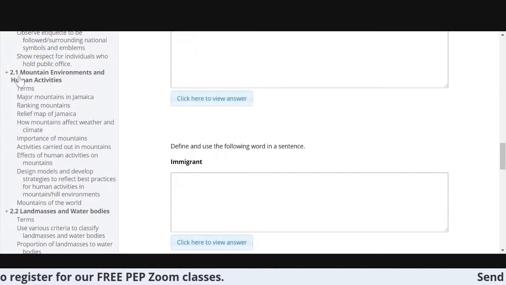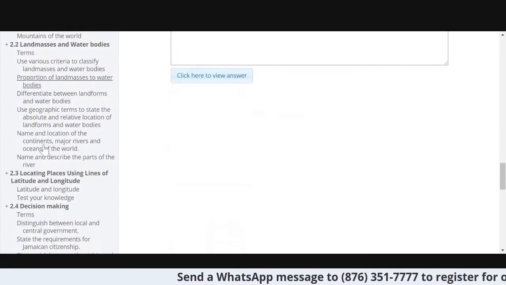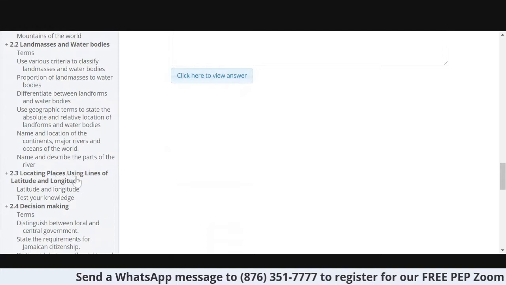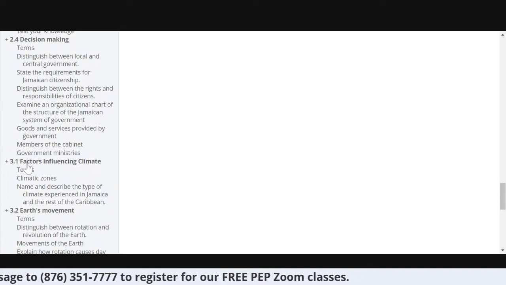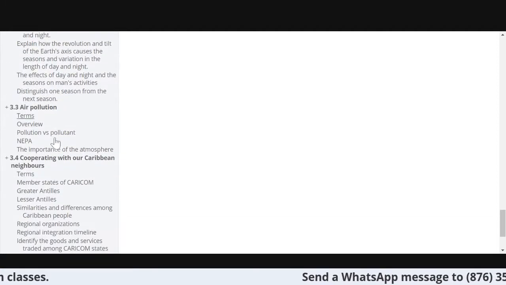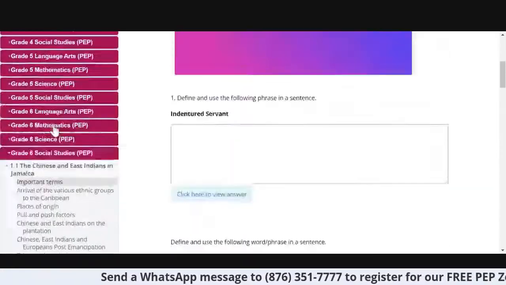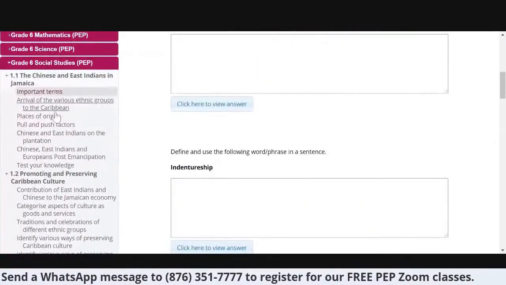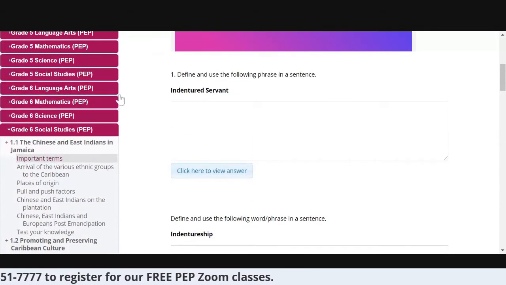2.1, now we're in term two, so you're supposed to be looking at mountain environments and human activities, and you're going to move next to land masses and water bodies, and locating places using lines of latitude and longitude. 2.4, decision making. And next term, you're going to be looking at factors influencing climate and Earth's movement. You're also looking at air pollution and cooperating with our Caribbean neighbors. So that's your entire PEP grade 6 curriculum. Tonight we're just starting out, we're looking at the important terms.